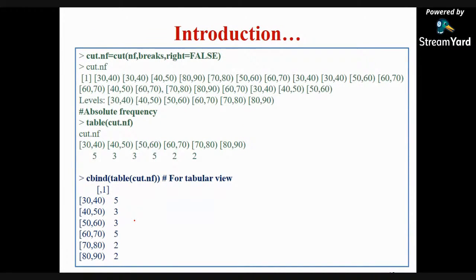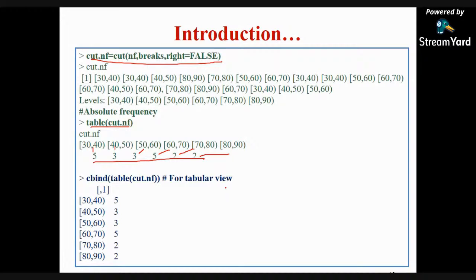So I can cut them into different classes using the cut function. And when I write table(cut(NF, breaks)), I get the absolute frequency of the different classes. It is 5 for 30 to 40, 3 for 40 to 50, 3 for 50 to 60, 5 again for 60 to 70, 2 for 70 to 80, and 2 for 80 to 90. This is how I get it.